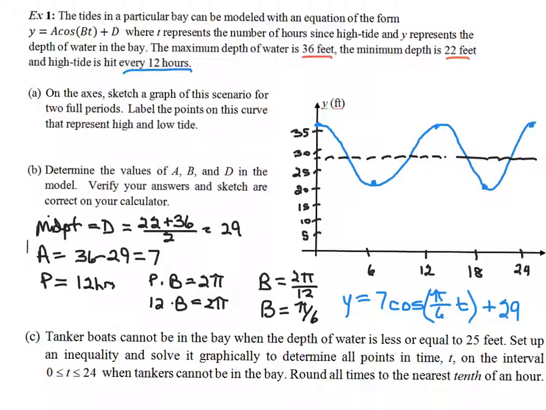Again, make sure you're in radian mode and make sure that your x-axis is going to go from 0 to 24 and your y-axis has to go from 0 to about 40, and I counted by 5s.